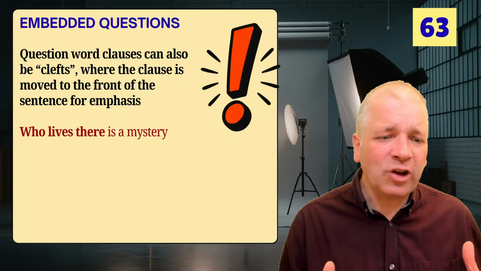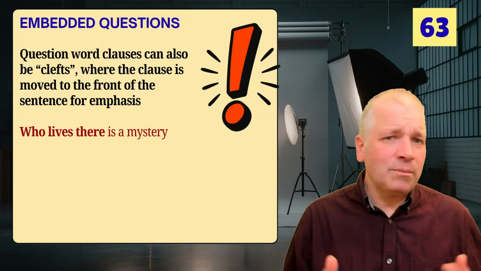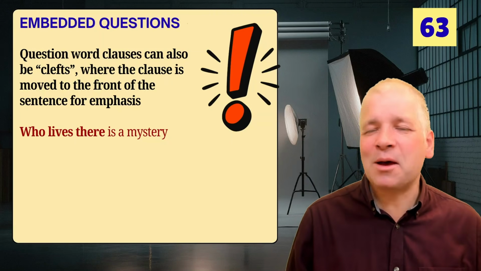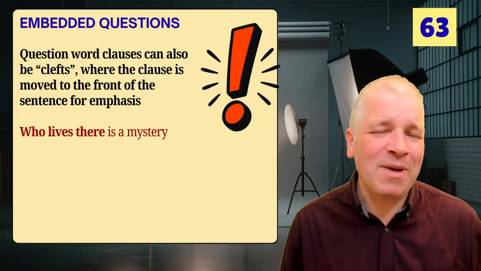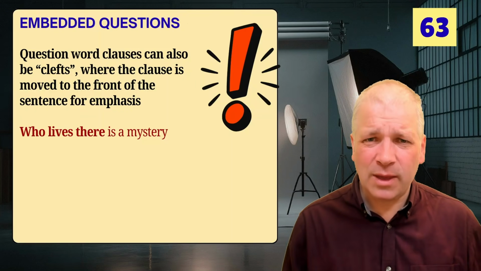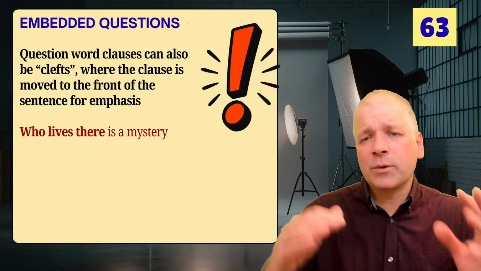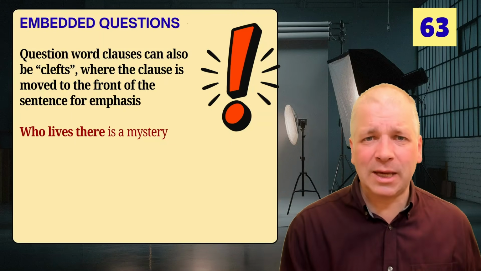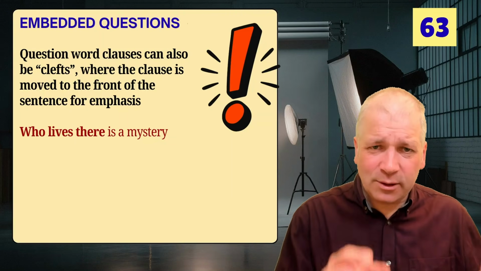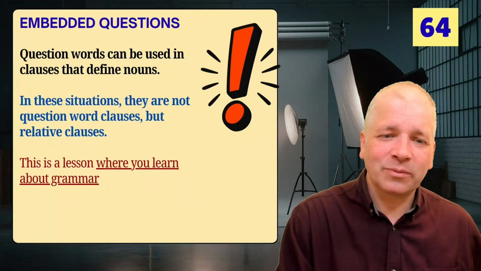Let's imagine changing who lives there for something else. Maybe he is a mystery. That would be grammatically correct too. He is a mystery. Who lives there is a mystery. They both serve the purpose of the subject. What's happened here? We've moved the whole question to the beginning. And that is to place extra emphasis on that information.